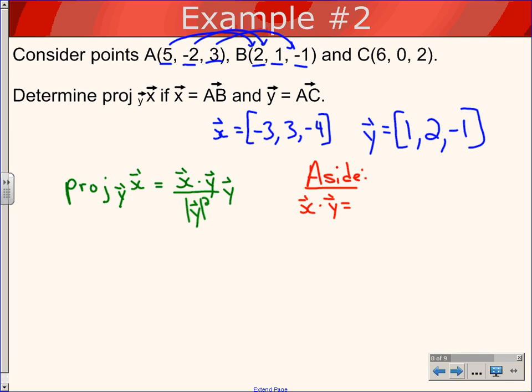We need to calculate the dot product, and we need to calculate that magnitude. So the dot product would be minus 3 times 1, and so on, so we just get a 7. Yep, I think that's okay.